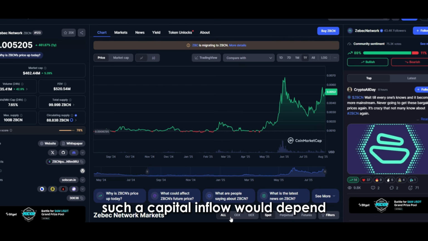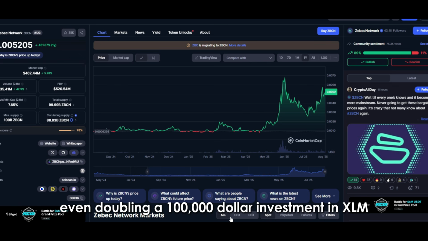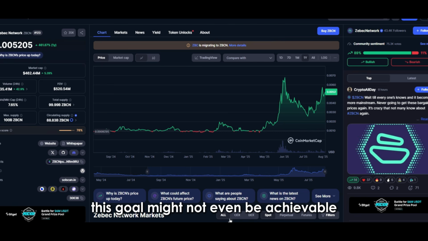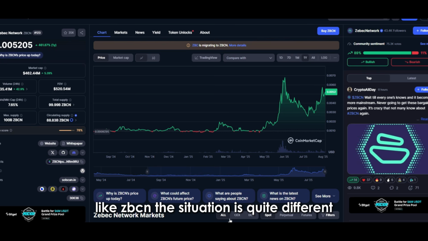Such a capital inflow would depend not only on technical analysis, but also on macroeconomic developments, regulations, ecosystem advancements, and strong global market interest. In large-scale projects like this, significant growth often takes time. Therefore, even doubling a $100,000 investment in XLM could take considerable time, and in certain market conditions, this goal might not even be achievable.